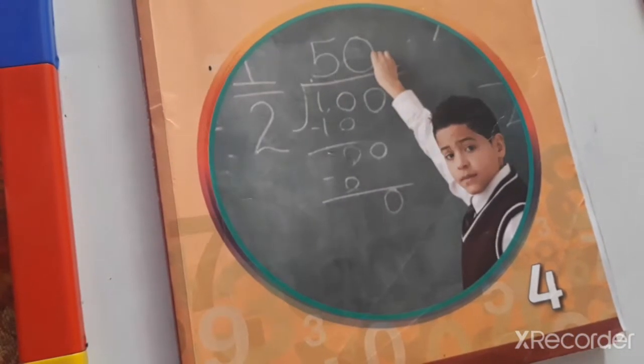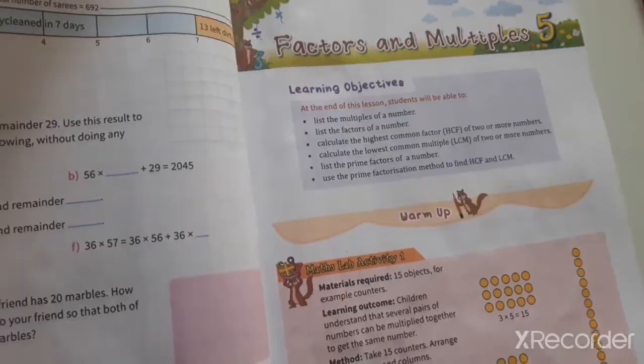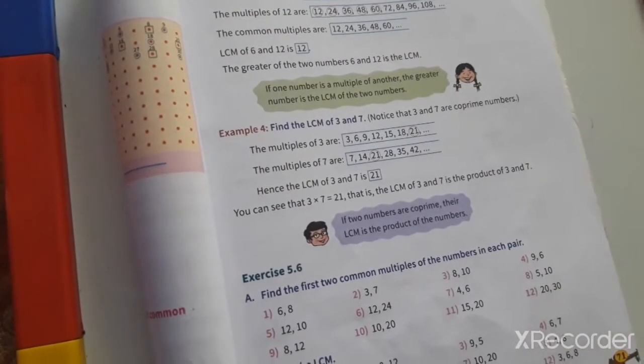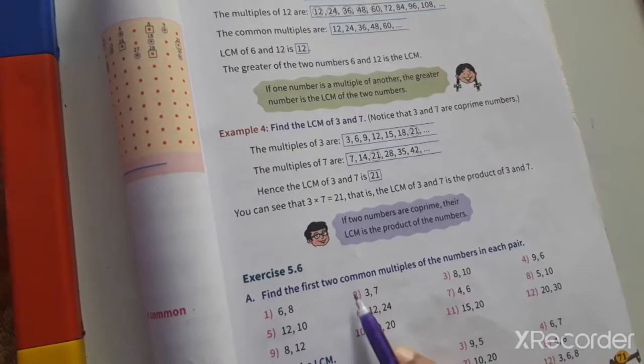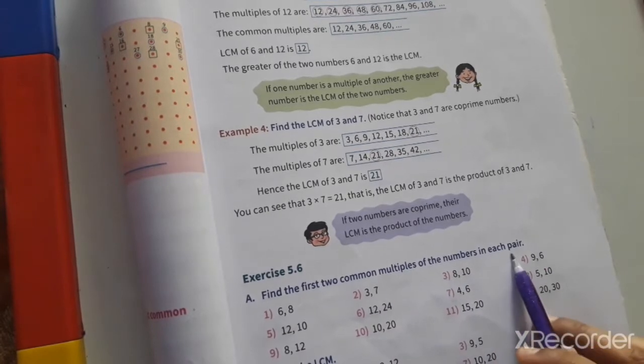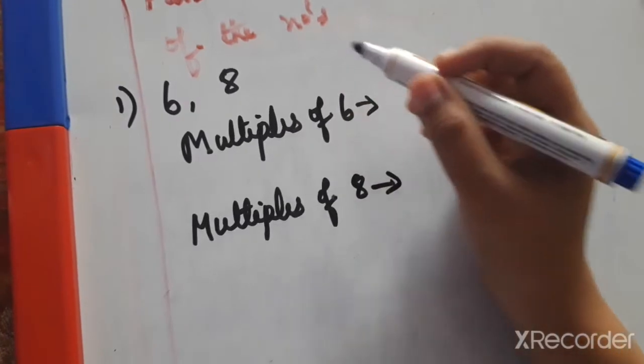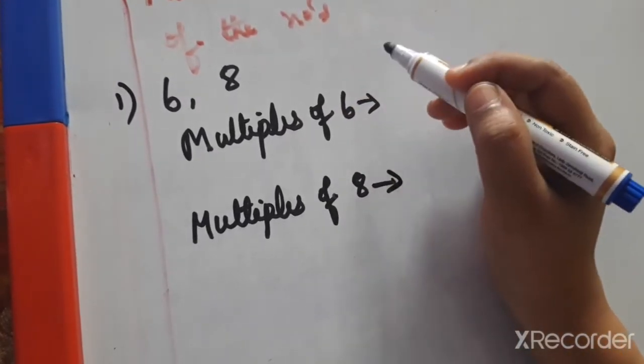Chapter name is factors and multiples. Now exercise 5.6. Find the first two common multiples of the numbers in each pair. Next, here 6 and 8. Find the first two common multiples of the following.